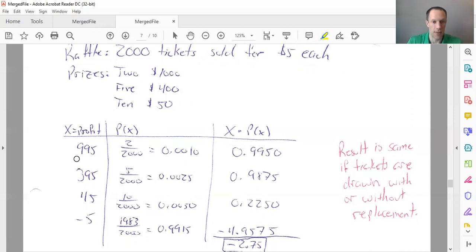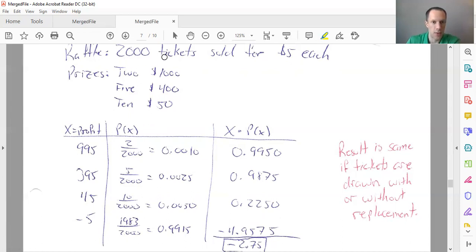1,000 minus 5 is $995. I could win a $400 prize, so that would be $395 on the profit. 400 minus 5 is $395. If I win a $50 prize, 50 minus 5 is a $45 profit, or I might lose. Okay, you could always lose the raffle, in which case you win 0, and you lose the $5 that you paid to play, so -5.